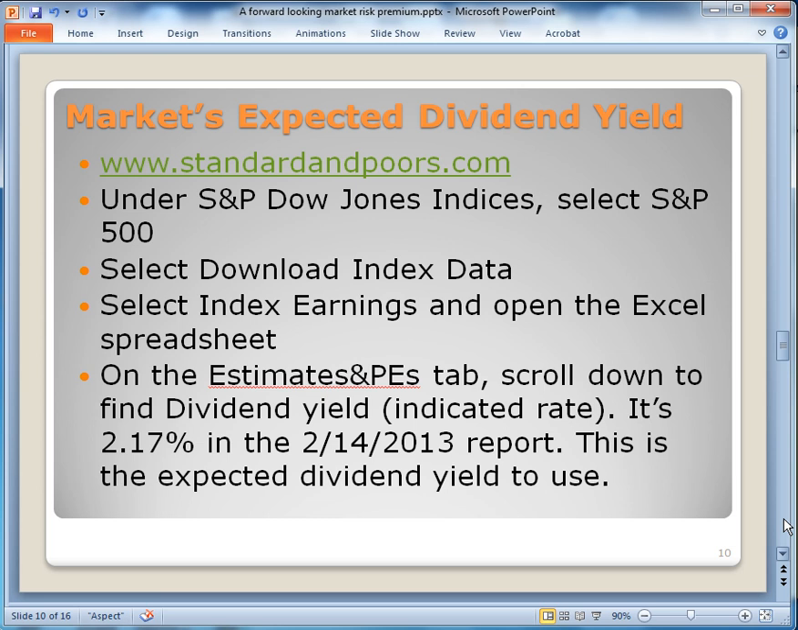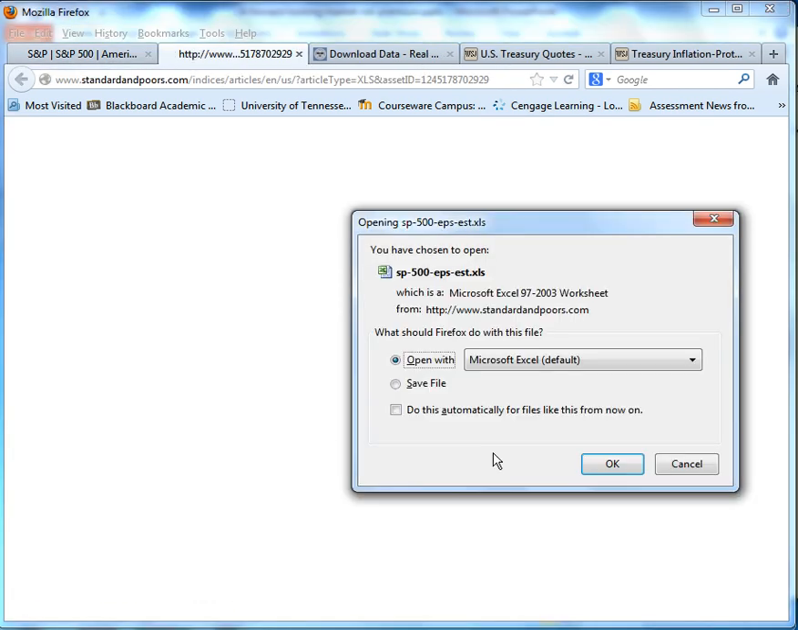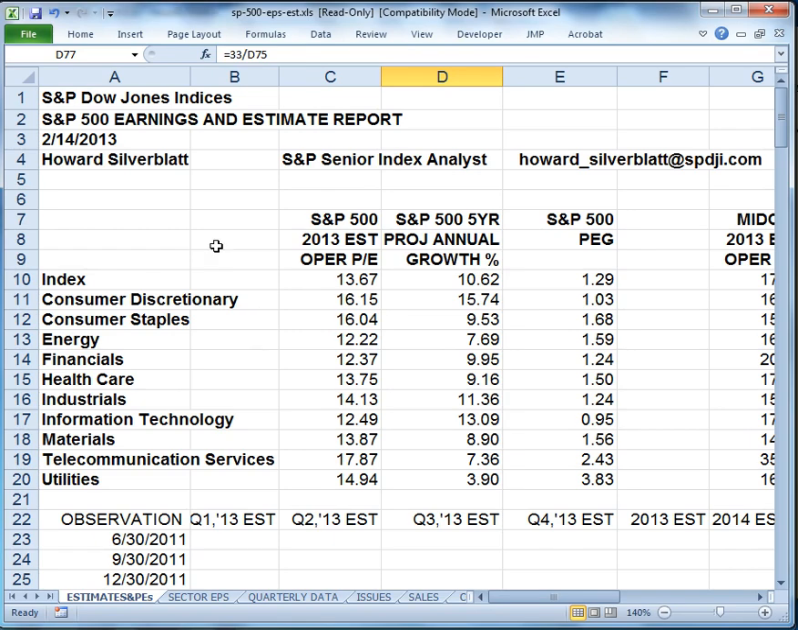This information is not something that you would just make up necessarily, but we can go to S&P, standardandpoors.com, and find their analysis, and I'll actually pull this down for you and download their data. Let's go straight to it. Go to standardandpoors.com, click on index earnings, and then download this file, and I've got that right here. When you download the file, it has, in this case, Howard Silverblatt, one of their analysts, and he has provided estimates as of 2/14/2013. I think he does it monthly, maybe quarterly.